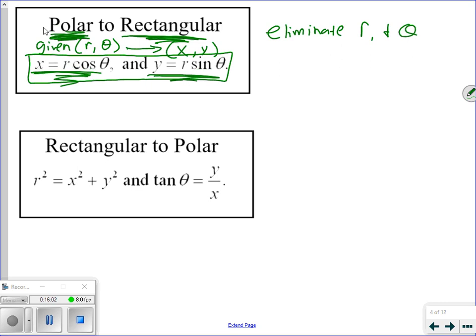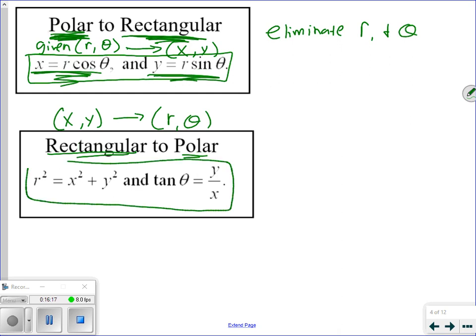Okay, but if I want to go from rectangular to polar, the other way around, so if I want to go from x comma y to r comma theta, here's the two formulas that we would use. The fact that r squared equals x squared plus y squared, and the fact that tan theta equals y over x. We also say r would equal the square root of x squared plus y squared. Okay?